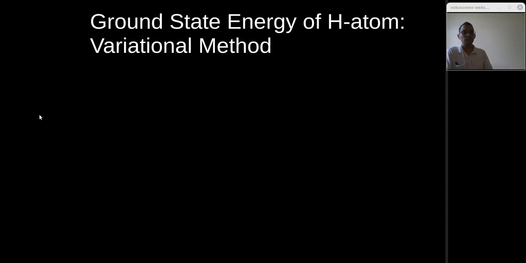In today's lecture, I am going to estimate the ground state energy of the hydrogen atom, and here I will use the variational method. I will not be using the simple eigenvalue problem, right? So since it is the ground state, first of all let us estimate the wave function.